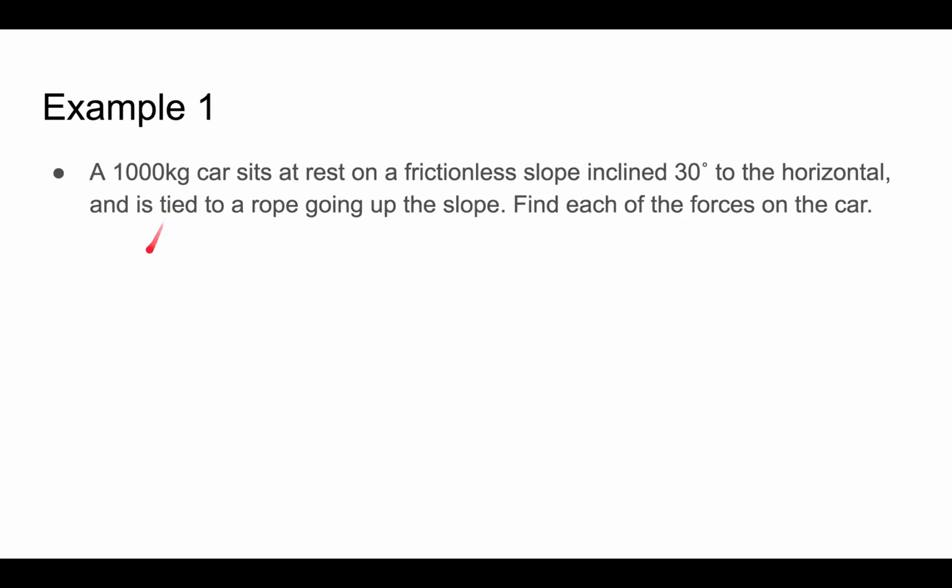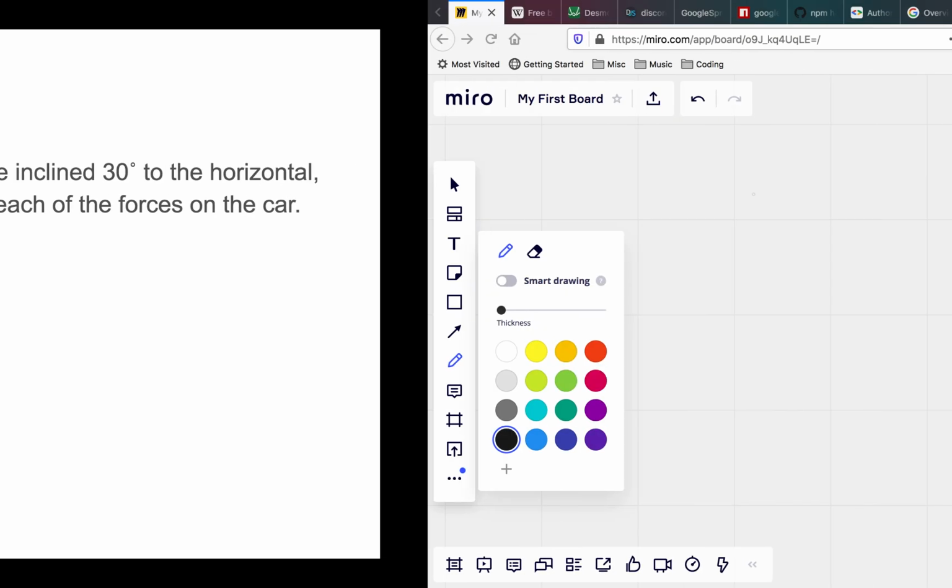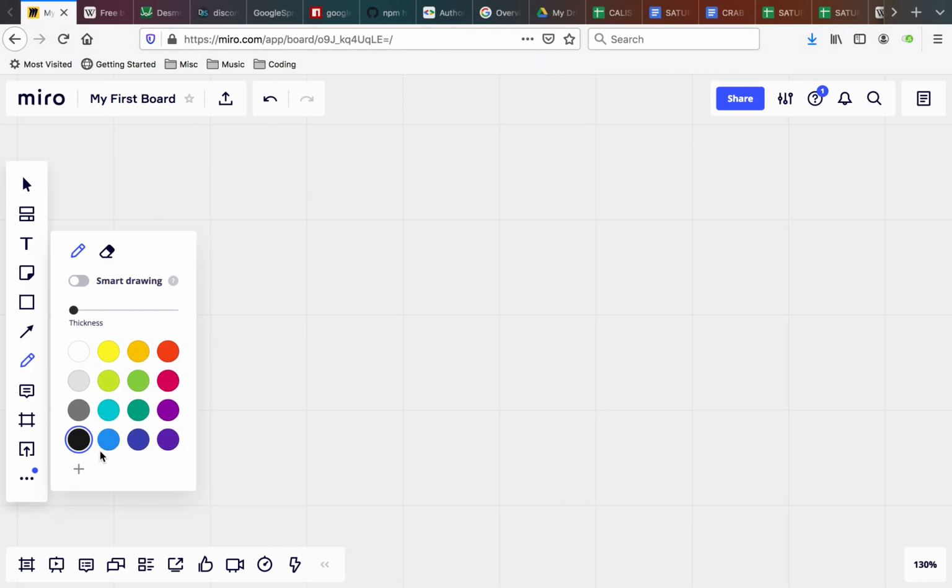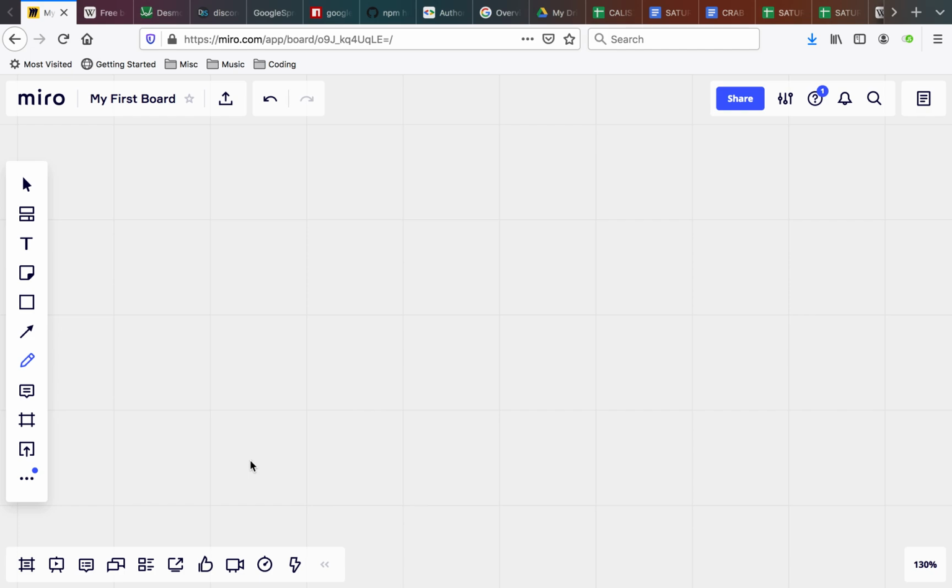All right, example 1. We have a 1,000-kilogram car sitting at rest on a frictionless slope inclined 30 degrees to the horizontal and tied to a rope that points up the slope. And let's find all the forces. So I'm going to start drawing a free body diagram here. First, let's draw our slope. Technically, you don't need to draw this in the free body diagram, but I find it helpful so that I know what I'm dealing with. And this angle is 30 degrees.